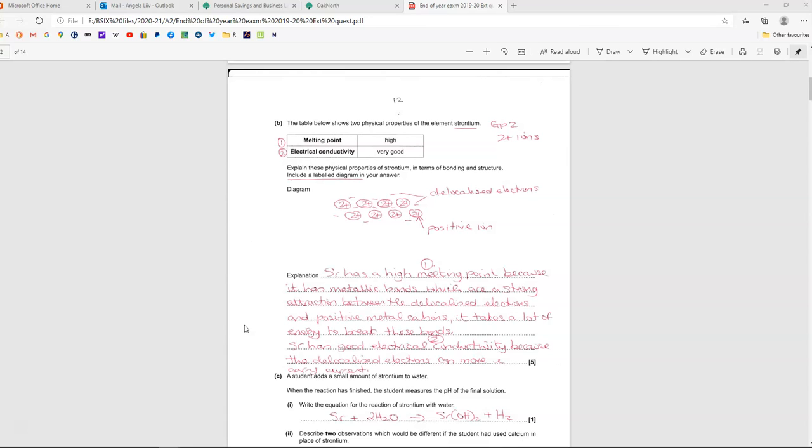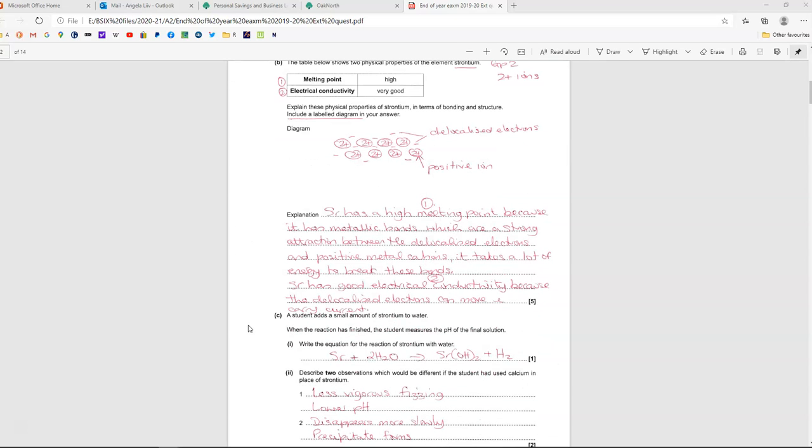Then the second part, why does strontium have good electrical conductivity? Because the delocalized electrons can move. That was really important. You had to show that you understood the delocalized electrons are the charges that are moving, that are carrying the current.